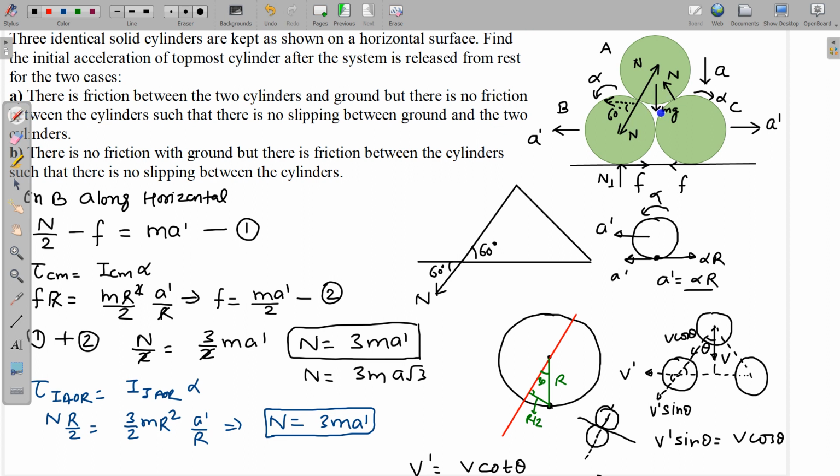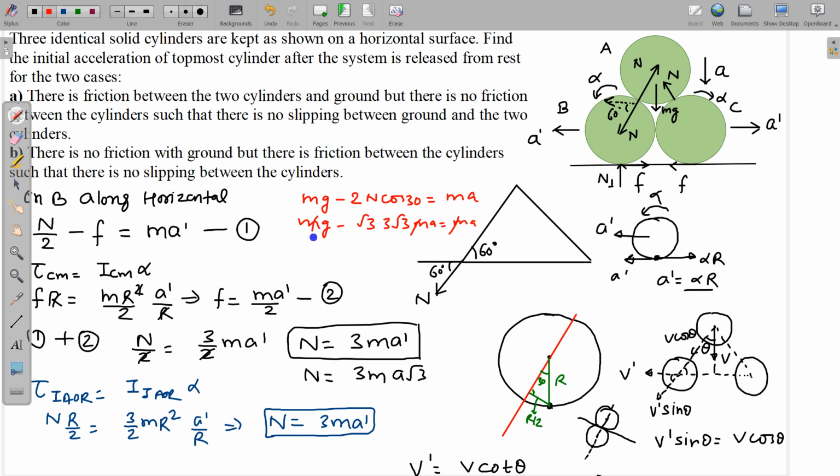For the topmost cylinder's acceleration, we have to just write the net force in the vertical direction. And what is the net force in the vertical direction? mg minus the component of normal reaction, N cos 30, and this will be twice, 2N cos 30. This is equal to ma. And for normal reaction, we can write 3 ma root 3, and cos 30 degrees is root 3 by 2, this 2 and this 2 will be cancelled. So this is mg minus root 3 into N, and N is equal to 3 root 3 ma.